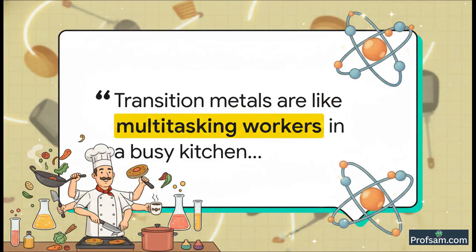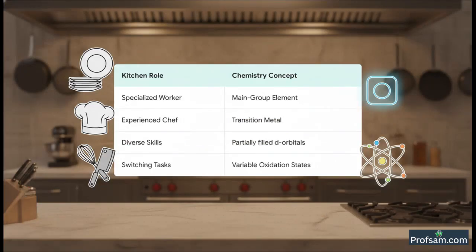To really help this idea of flexibility stick in your mind, let's use a very simple analogy. Just imagine a transition metal is like a multitasking, experienced chef working in a very busy kitchen. This chef isn't limited to doing just one job. And this table shows you exactly what I mean. See, a specialized worker, maybe someone who only washes dishes, is like a main group element, one fixed role. But an experienced chef? That's our transition metal. The chef's diverse skills are like the partially filled d orbitals. And the chef's ability to switch tasks, from chopping to cooking to plating, that is just like the variable oxidation states of a transition metal.